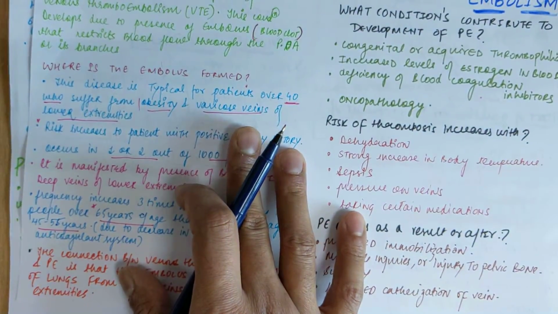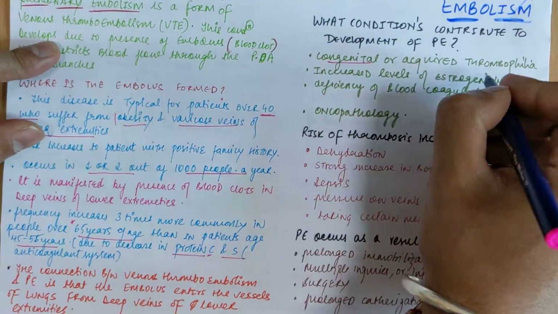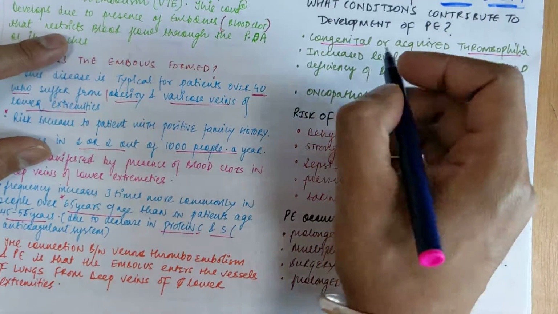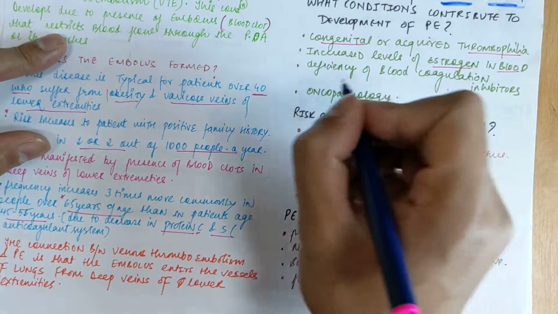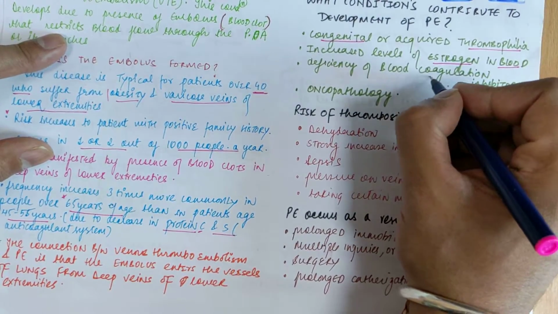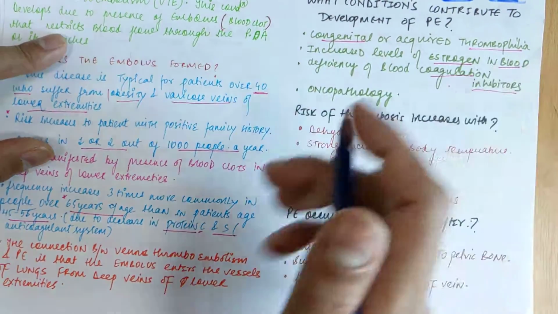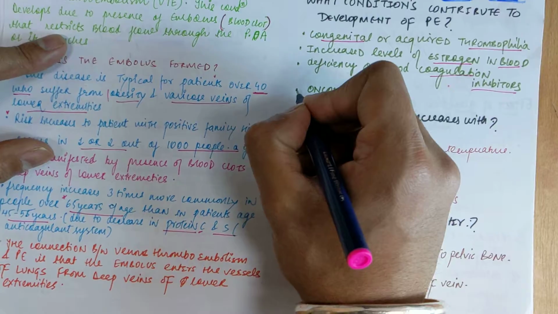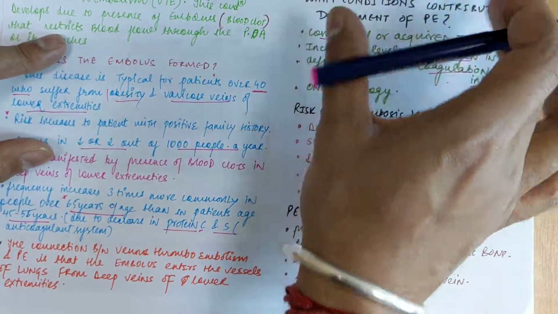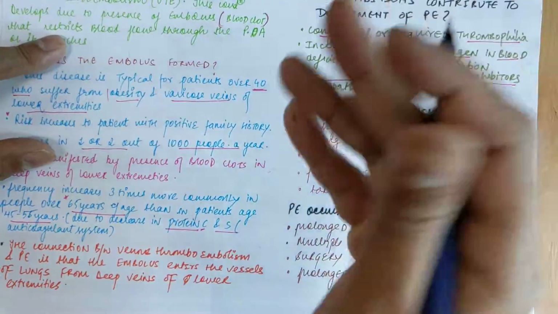Now, what conditions contribute to the development of pulmonary embolism? The first factor is congenital and acquired thrombophilia. There is a genetic factor, increased levels of estrogen in the blood, basically in females, and deficiency of blood coagulation inhibitors. So if there is a deficiency of blood coagulation inhibitors, like protein C and protein S as I told you, then a patient can develop pulmonary embolism. Also in the case of oncopathology, that is cancer.